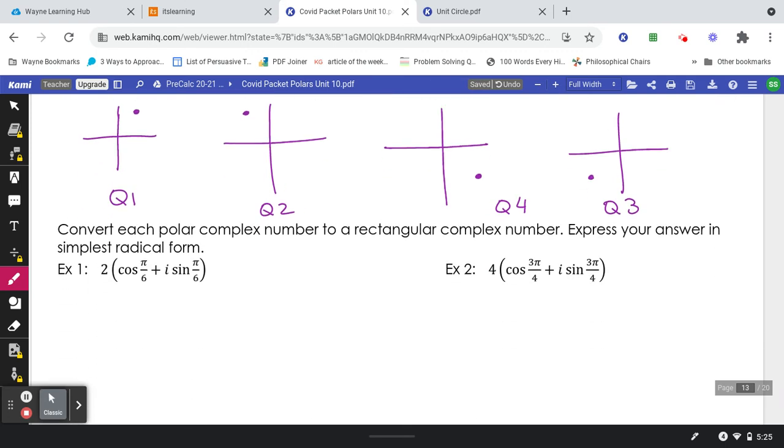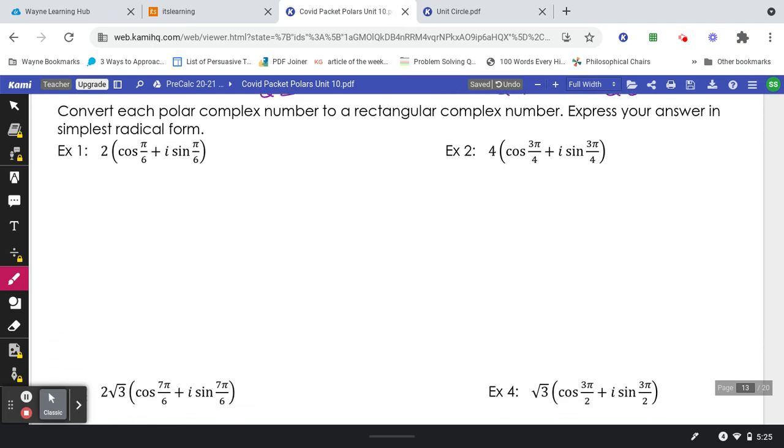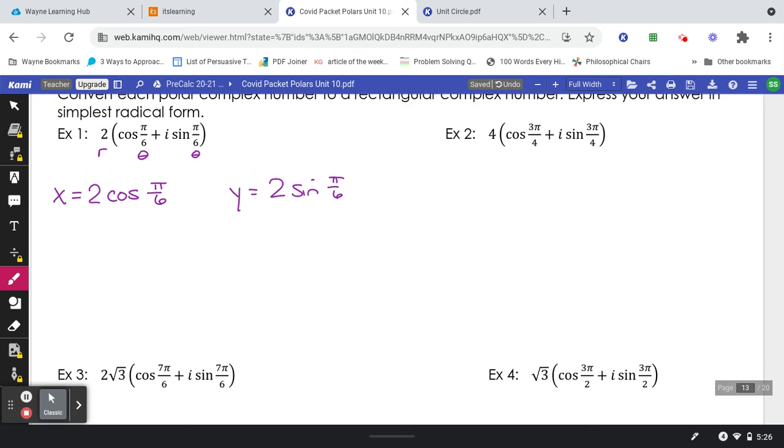All right, now let's convert. We're going to convert each polar complex number to a rectangular complex number. Express your answer in simplest radical form. So this is going to be my r and my theta. The theta actually shows up twice in each problem. It's always going to be the same, whether it's with a cosine or the sine. And we're just going to switch these out for x's and y's. So x equals 2 cosine pi over 6 and y equals 2 sine pi over 6. And I'm not going to attach the i yet. I'm going to wait till the very end and attach the i at the end.